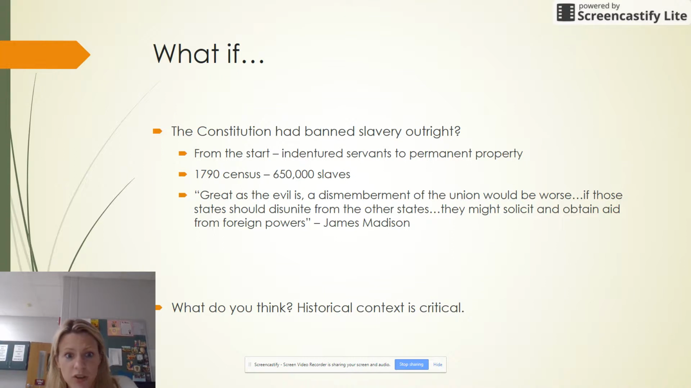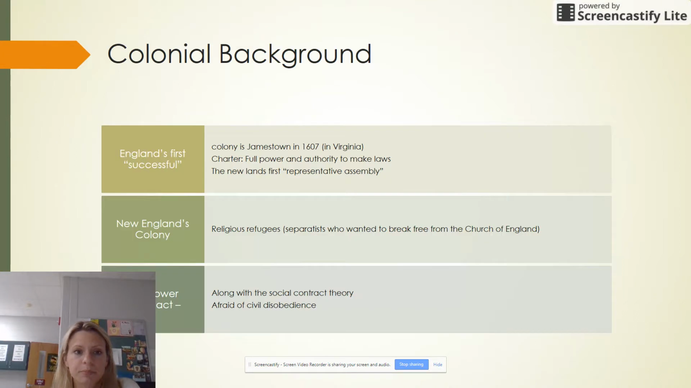James Madison is quoted as saying, "Great as the evil is, a dismemberment of the Union would be worse. If those states should disunite from other states, they might solicit and obtain aid from foreign powers." So not only are they afraid of not being one united country, but what if France comes in and offers the South something better? And then the northern United States, which would only be a few states, would then be neighbors with enemies. So what do you think about it? Historical context is critical. You have to remember that although slavery is really, really, really bad, no matter what the time period, the founding fathers had to weigh the consequences of outlawing the process.